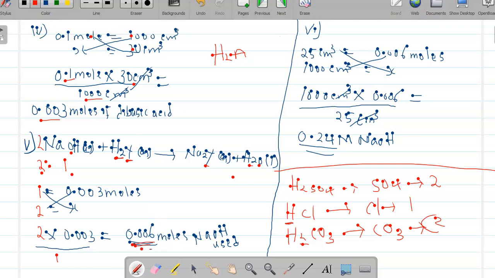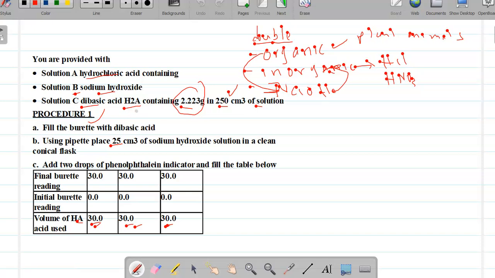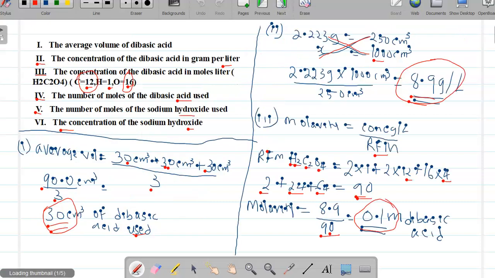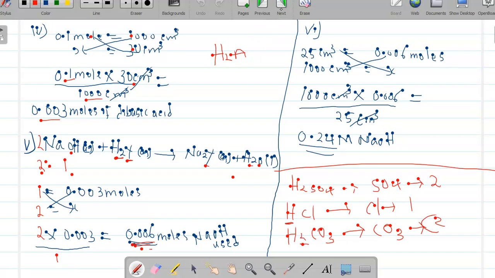So the number of moles of sodium hydroxide used is equal to the volume used, which is the pipette volume. This pipette volume, if I go back, I will show you. Here we have, using a pipette, place 25 centimeter cube of sodium hydroxide. This is the volume used. Then the number of moles of sodium hydroxide used is here, 0.006.